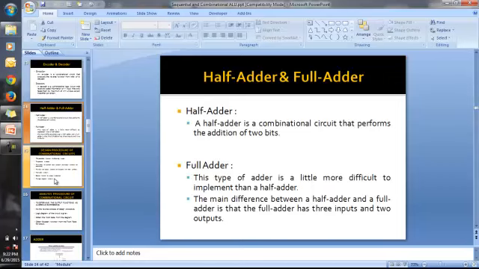Half adder and full adder. A half adder is a combinational circuit that performs the addition of 2 bits. Full adder, this is an adder. It is a little more difficult to implement than a half adder. The main difference between a half adder and a full adder is that the full adder has 3 inputs and 2 outputs.